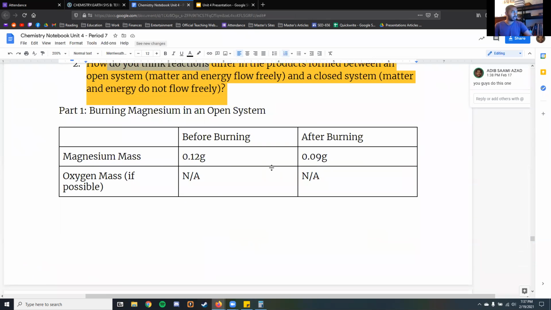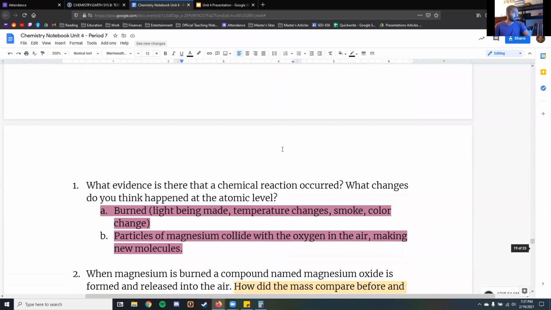And for part 1, we measured our magnesium that was burning before and after. 0.12 grams is what we started with. After measuring it, it was 0.9 grams. We lost about 25% of our mass somehow.